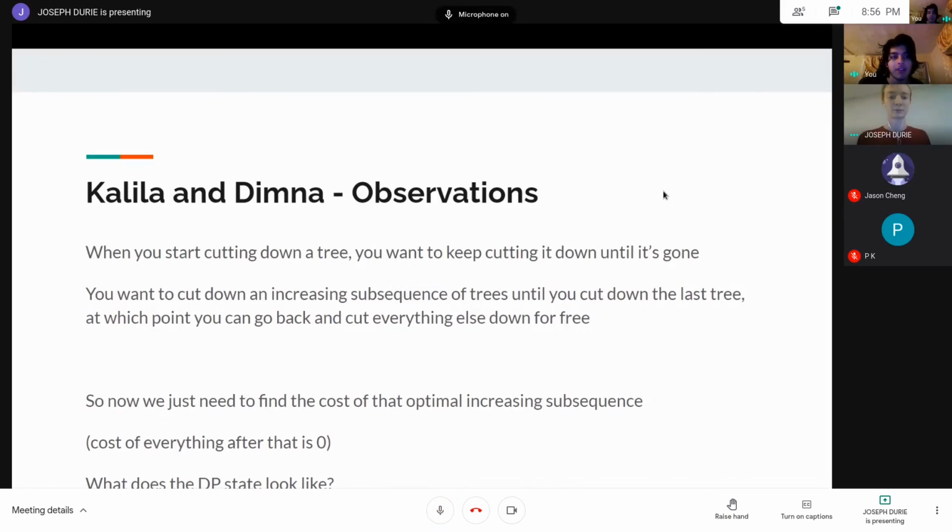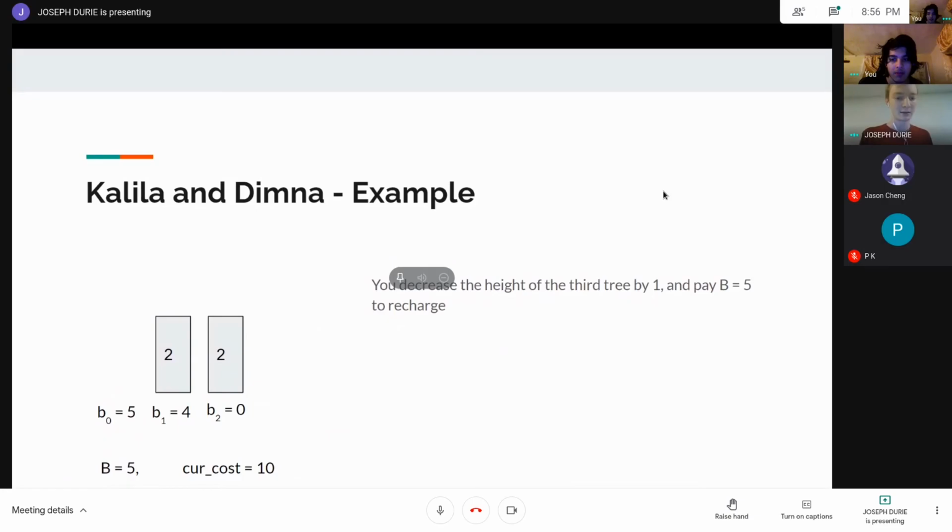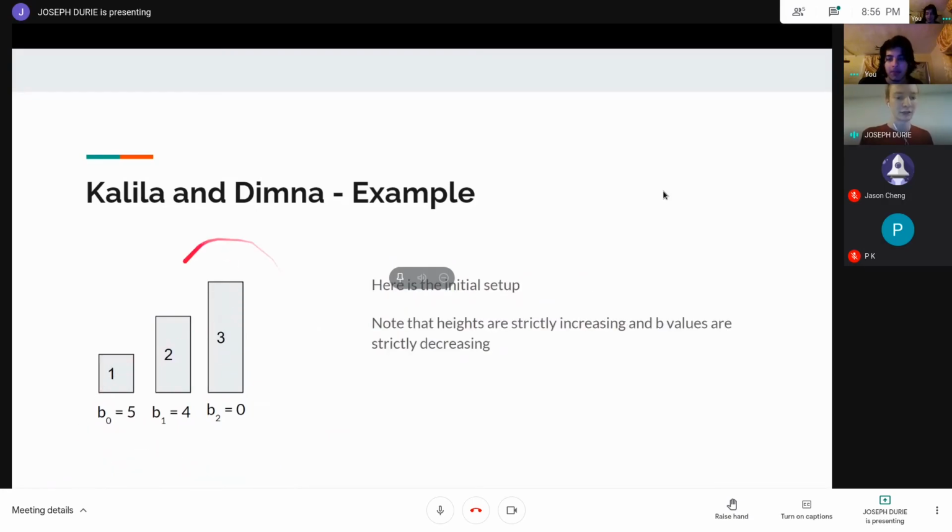What do you mean by increasing? So it's in order of increasing indices, and it's also in order of increasing heights. Like in this initial case, we cut down first tree 1, then tree 3, which is increasing with respect to both indices and heights. But it's descending in terms of cost.